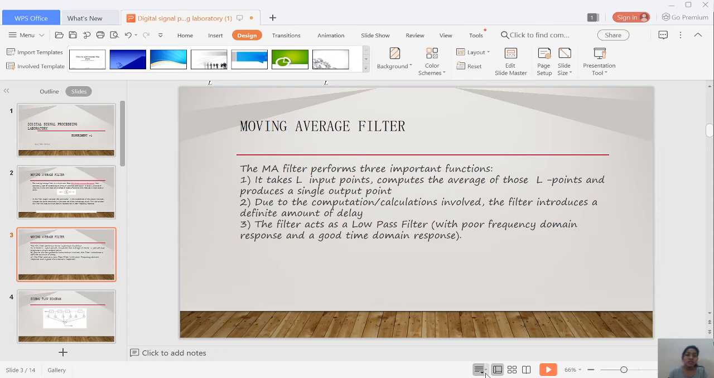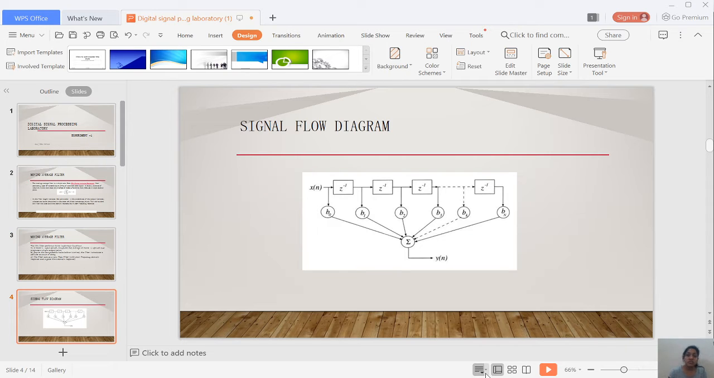So the main important functions of the moving average filter are: first, it takes L inputs and computes the average of those L points and produces a single output. Due to the calculations involved, the filter introduces a definite amount of delay. And this filter acts as a low pass filter but with a poor frequency domain response. So next is the signal flow diagram of the moving average filter.